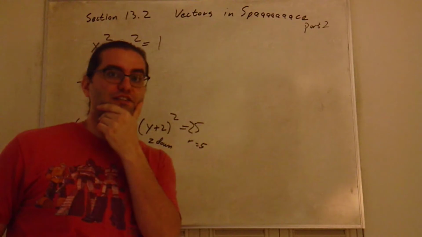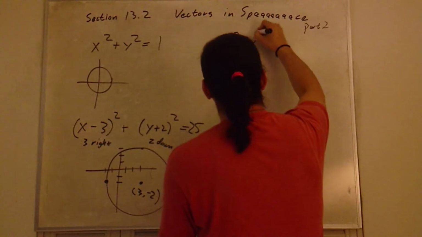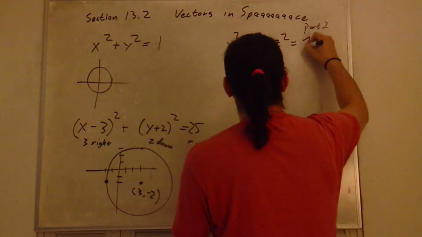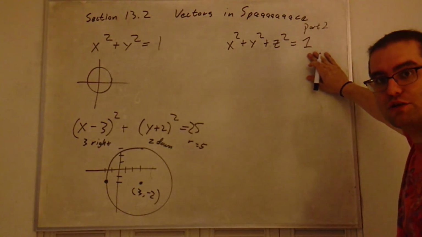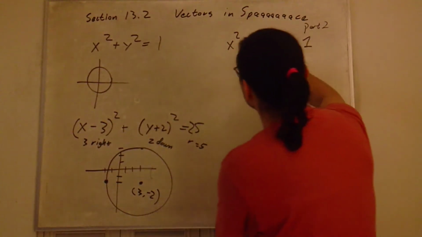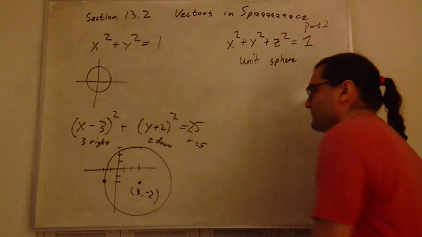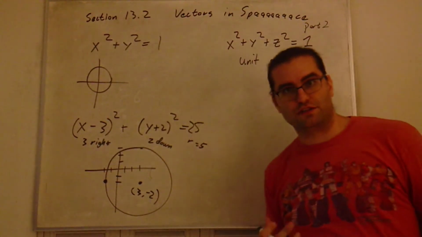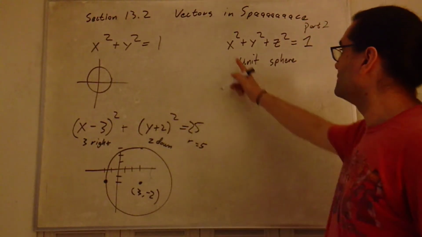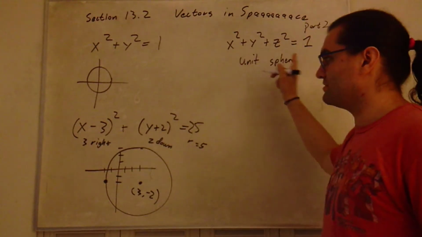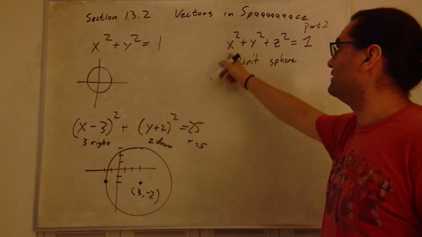Some of you may be anticipating what happens when I do things in 3 space. x squared plus y squared plus z squared equals 1. This is no longer the unit circle. This is the unit sphere. And messing with the unit sphere works exactly the same way as messing with circles do. If you want to move the center in any of these directions, you can subtract that number from inside the squaredness.